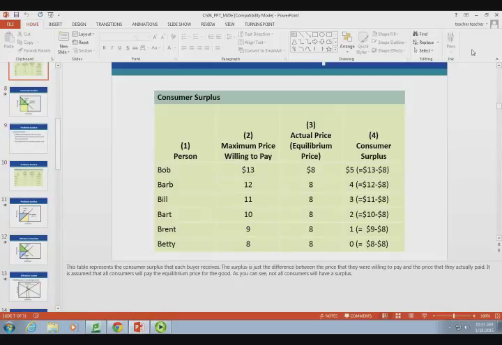And Cindy is only willing to sell for 6, so there's no producer surplus. So our total here, our summation of our producer surplus, is 6. Easy enough? You'll have that on Connect.